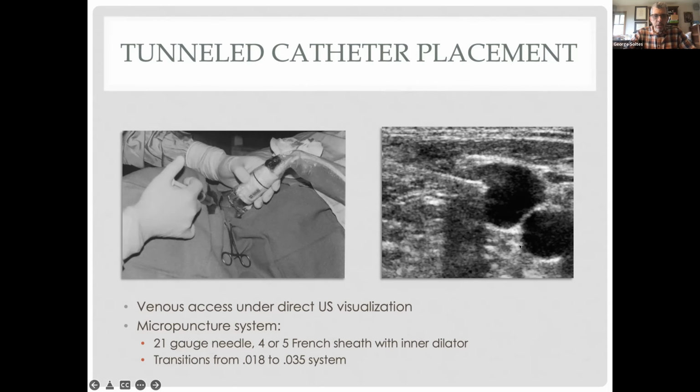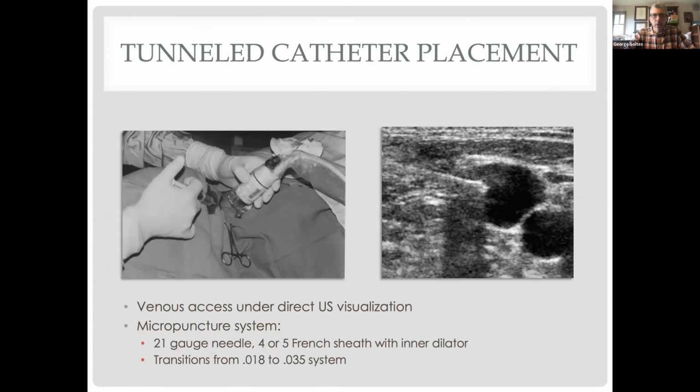And micropuncture system, 21 gauge needle, a little bitty 4 or 5 French sheath and an inner dilator. When you remove the inner dilator and the wire, it transitions up to a 0.035 inch system, which is typically what we work over.